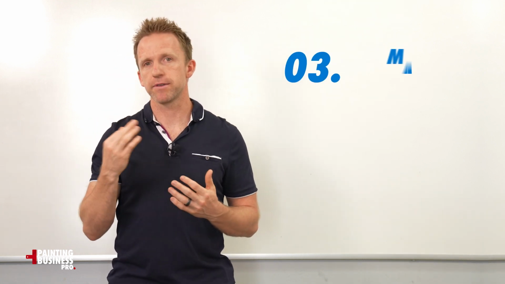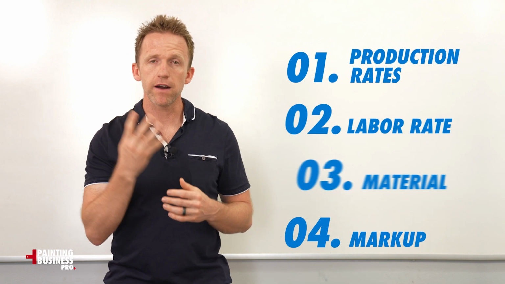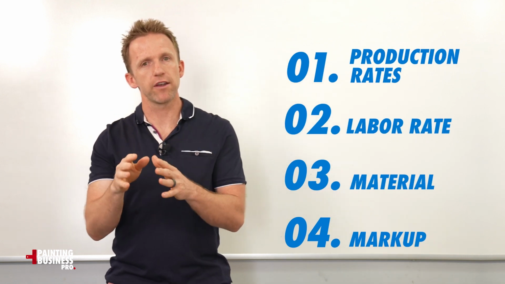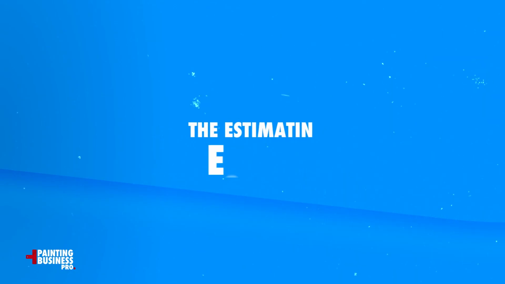The third thing is my material rate. That means what's my cost per gallon for the materials I'm using. And then the fourth is my markup. So those are the four variables that we use in our equation to come up with our price. So next, let's just look at the estimating equation.